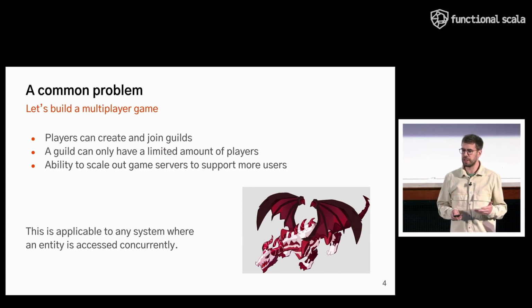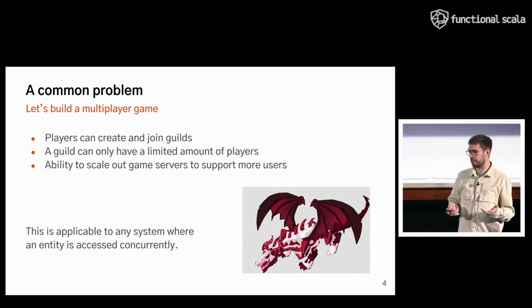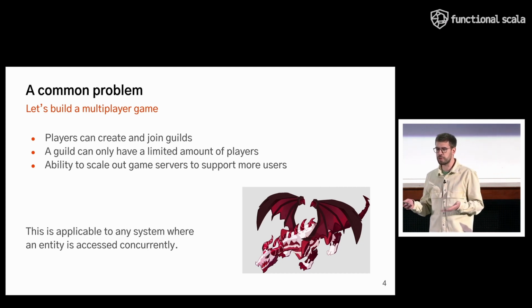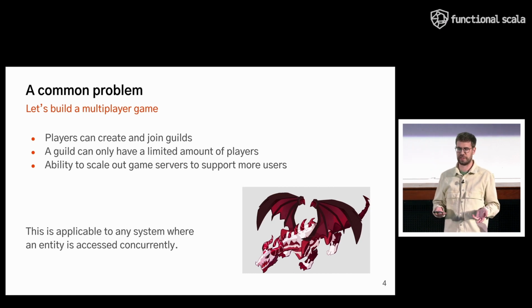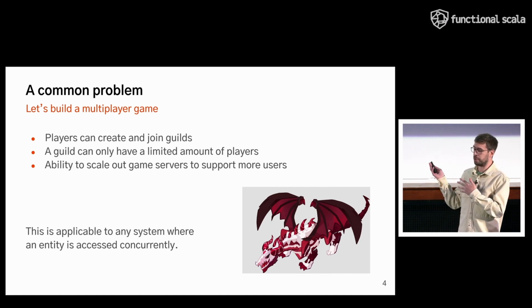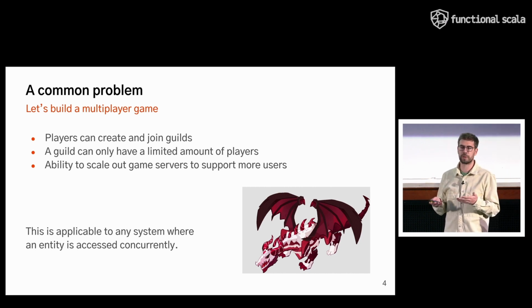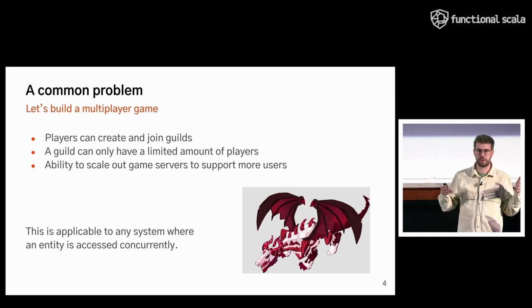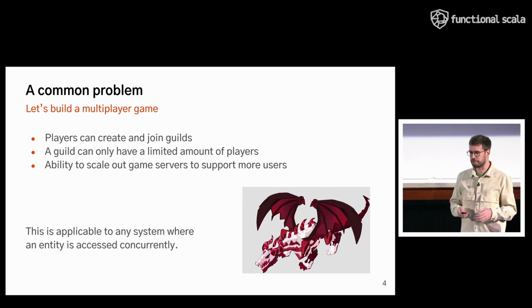Okay, so to talk about sharding and explain what it is, I'm going to take a simple example and a use case. So let's say we want to build a multiplayer game. And in that game, our players can create and join guilds. And we have one constraint: a guild cannot have an unlimited number of players, so it is limited. And of course, because it's a game, we want to be able to have a lot of users, so we want to be able to scale out and have as many game servers as necessary. By the way, even though we take this gaming example, what I'm going to talk about is applicable to any system where you have concurrent access to something, basically.